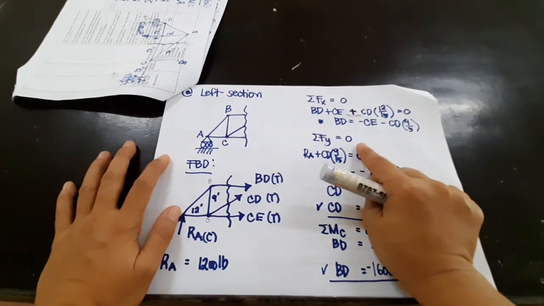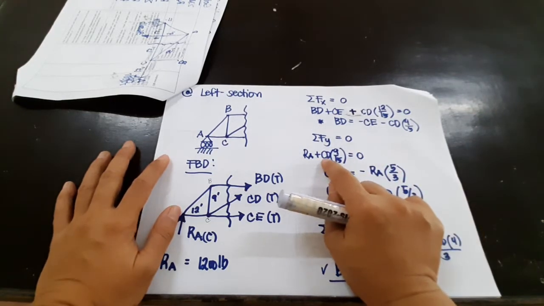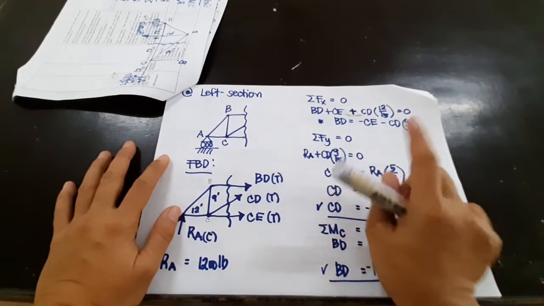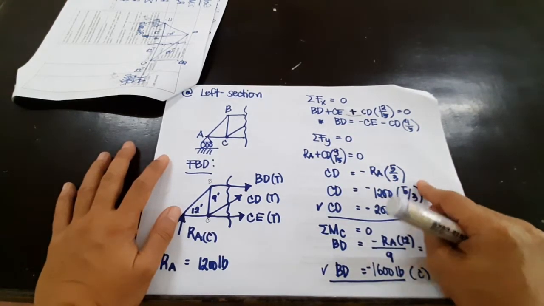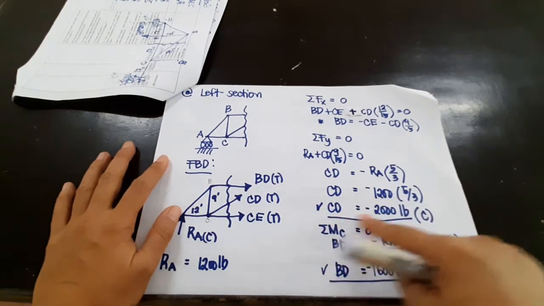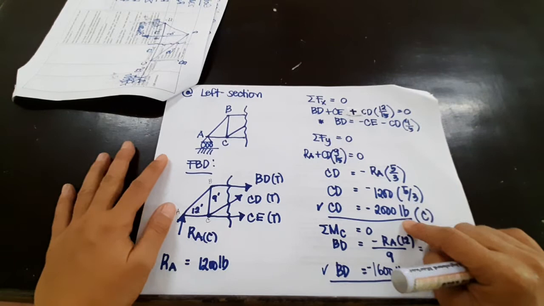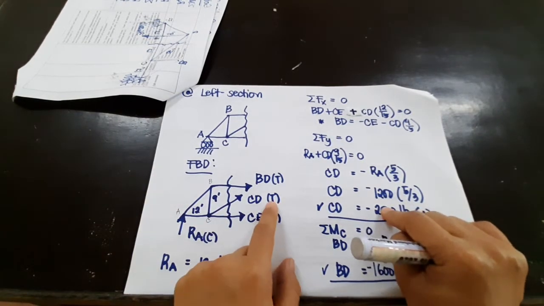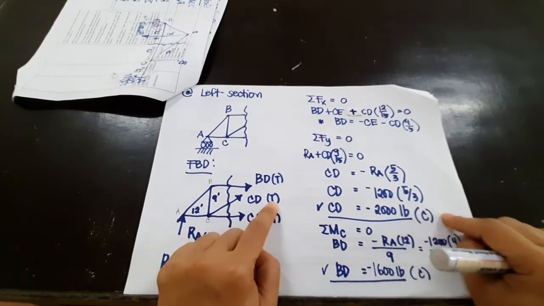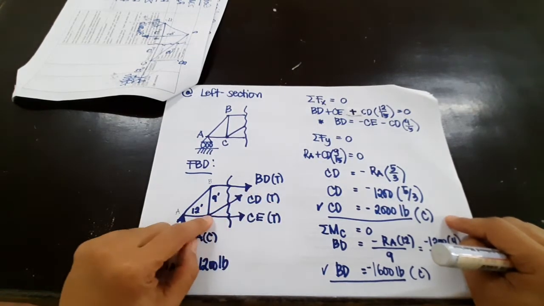Summation of forces along Y is equal to 0, and so we have RA plus CD times 9 over 15 equals 0, and CD equals negative RA times 5 over 3. And so we have a value for CD, and that is equal to negative 2,000 pounds. Since CD here is a negative value and we assumed tensile, that would mean that CD is a compressive force.